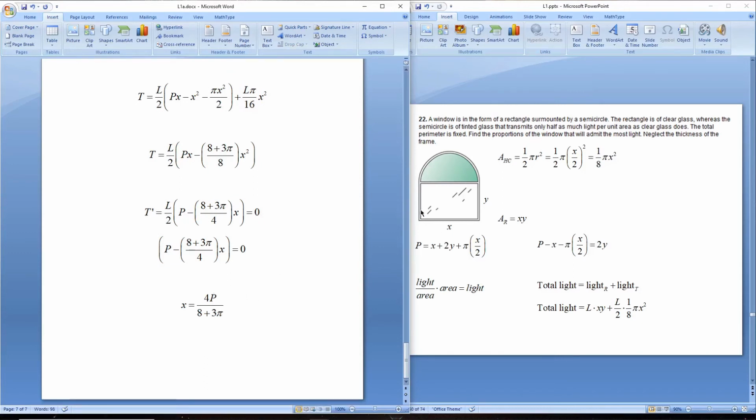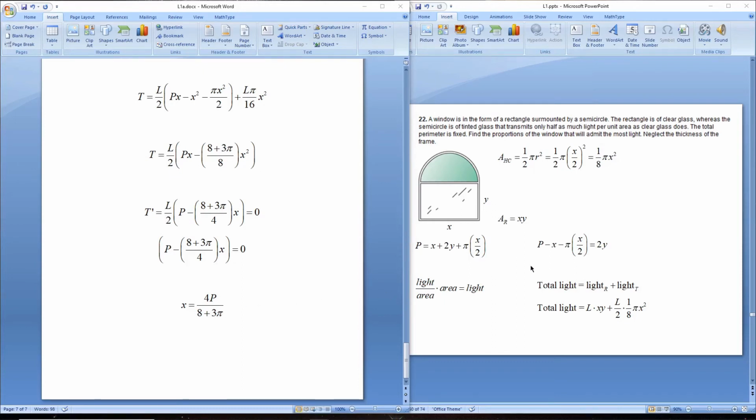Remember, P is whatever perimeter you want to choose. If you want to choose P as 10, plug 10 right there. If you want to choose P as 1,000,000, well, then plug 1,000,000 right there. Whatever P you choose, this will be your answer for x. And so this is then the width of this rectangle. And of course, x divided by 2 is the radius of this circle.